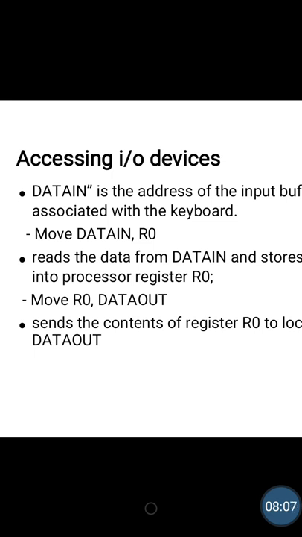Next, if I have an output device, a display or a printer, what happens there? DATAOUT is a buffer register which is used to store the data at the output. So Move R0, DATAOUT, what will be done? The content of R0, which is read and stored in the processor register, is now moved to the output register DATAOUT. So it is moving the content of R0 to the DATAOUT register.